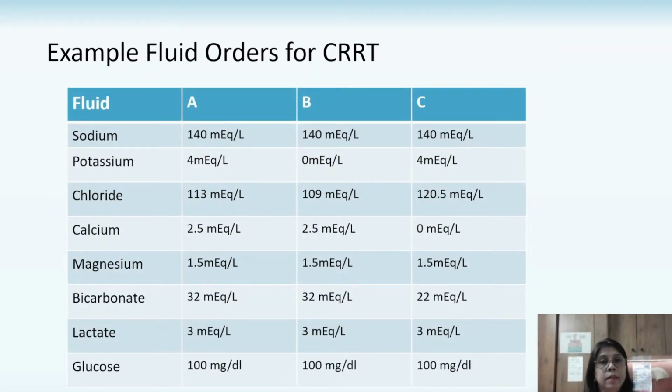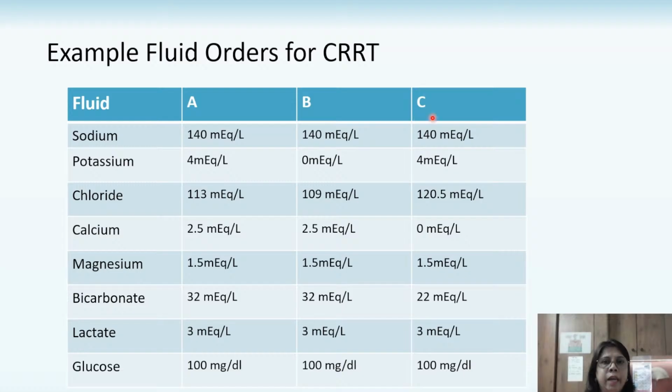Let us take a look at some of the fluids that can be prescribed. For example, fluid A can be used in a patient who has a relatively stable electrolyte and acid-base status. Fluid B can be used in a patient with hyperkalemia, but care must be taken that we do not cause iatrogenic hypokalemia, and so IV fluids containing potassium may be given to maintain the potassium within the physiological range.